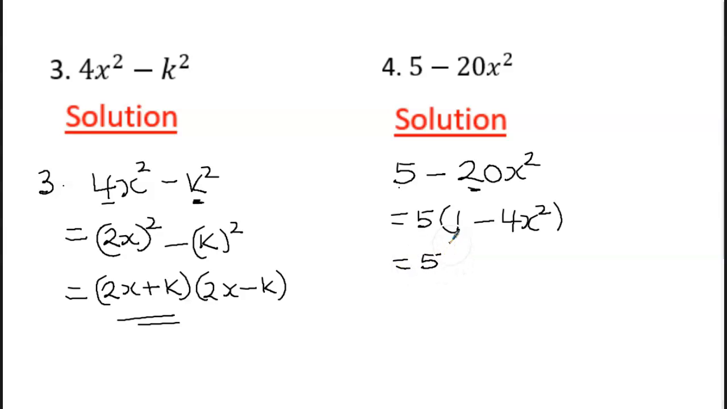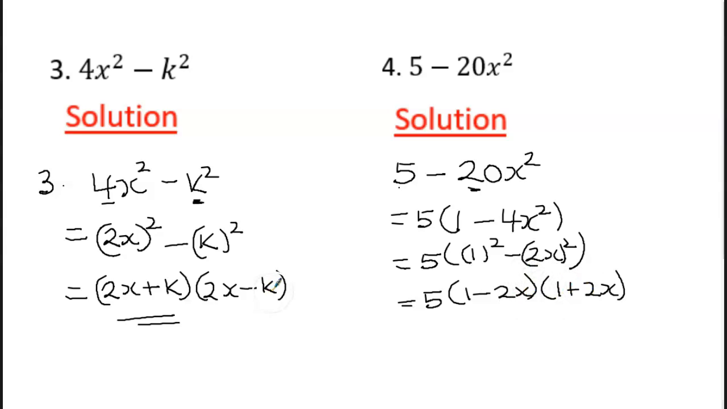The 5 is there already. So 1 all squared minus 2x all squared. Then you bring your large bracket. So you have 5 times 1 plus 2x. Now let me say this. You can interchange it. So let's bring minus first: 1 minus 2x times 1 plus. Always you have to open your eyes. You have to open your eyes.